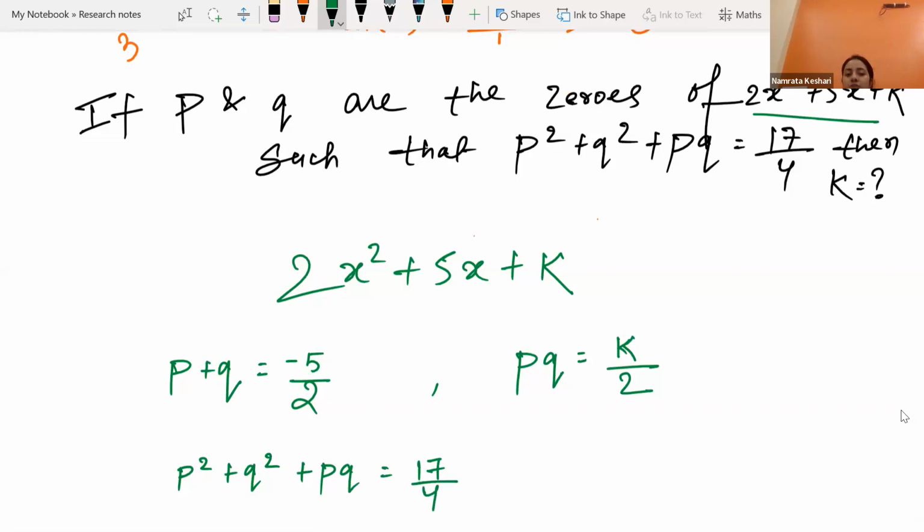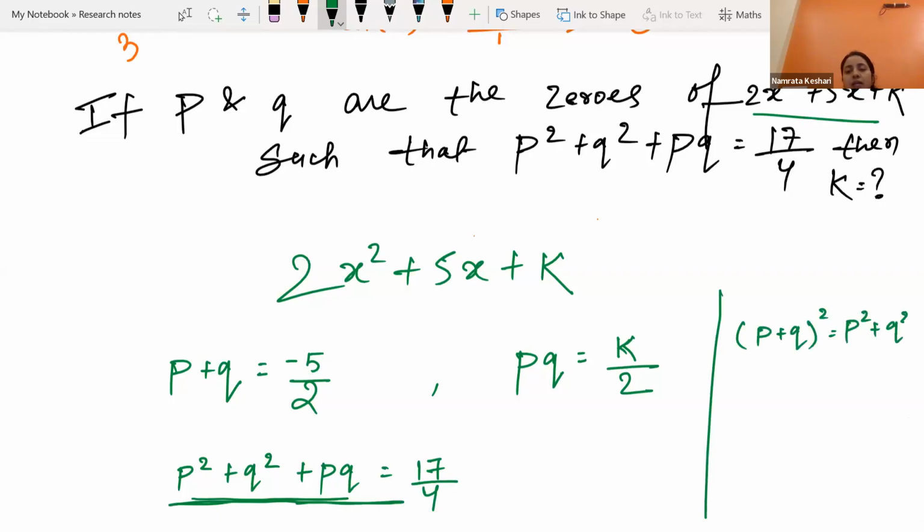We will keep this expression as it is. We know there is a formula: if we write p plus q whole square, it will be p square plus q square plus 2pq, or p square plus 2pq plus q square. It's the same thing, right? Yeah. Now I'm checking whether it is working or not. Because I don't have solutions, I have lots of questions. So let's check it.